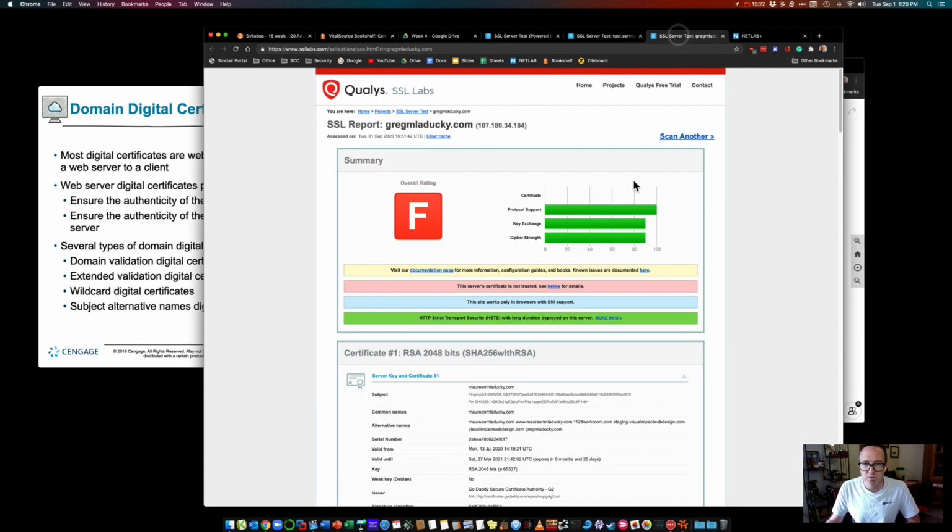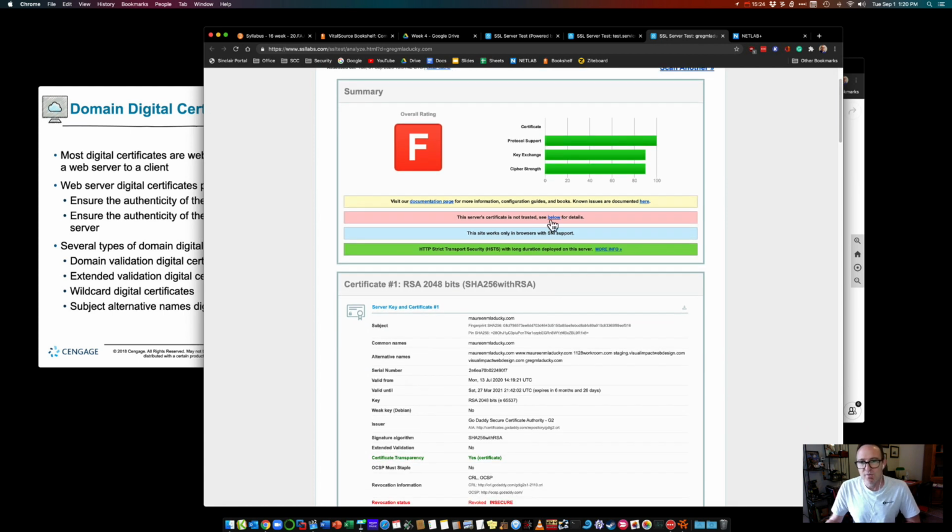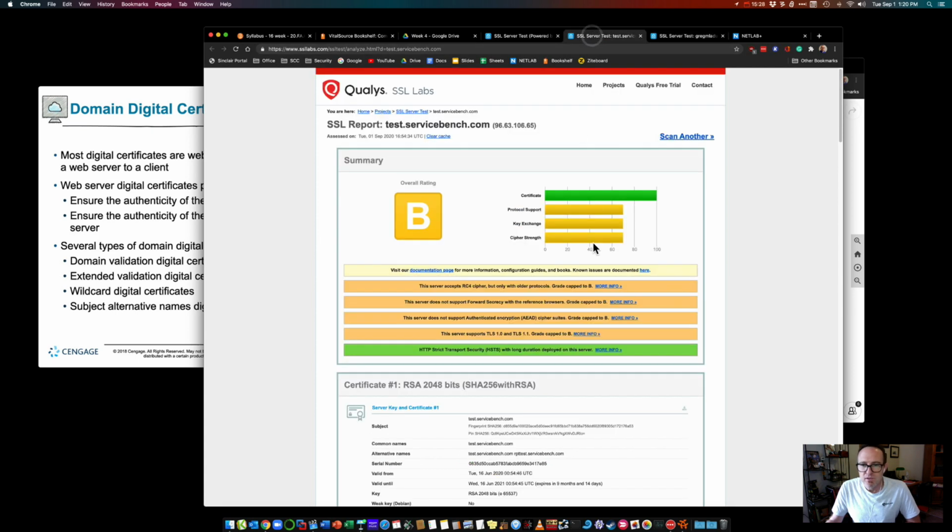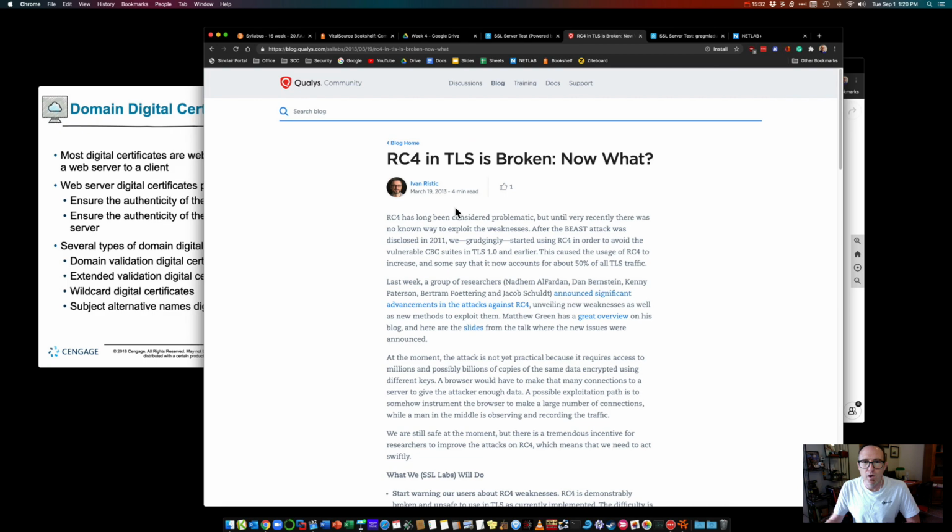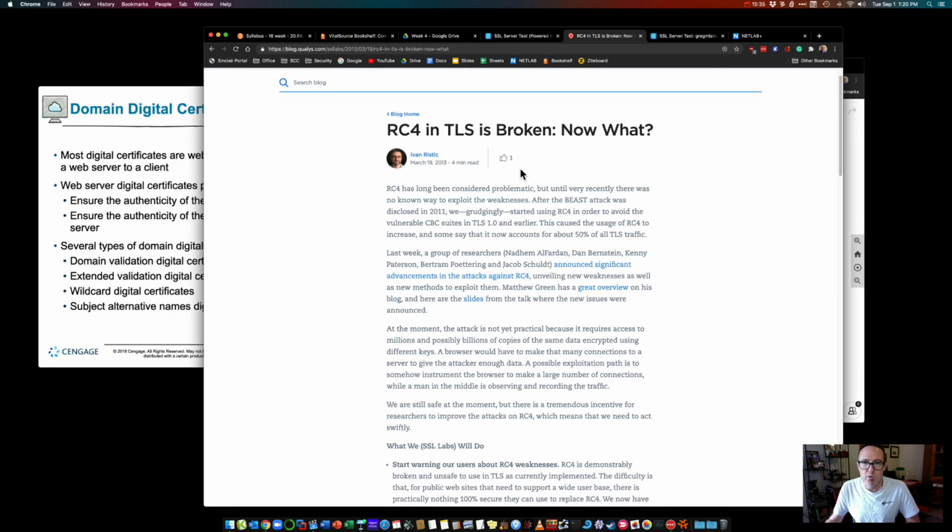Let's look at a bad one. This one's got an F. So first off, it's not trusted. And again, you can see, I won't click on, well, let's click on these links here. More information. This will tell you about why RC4 and TLS is broken, now what, right?